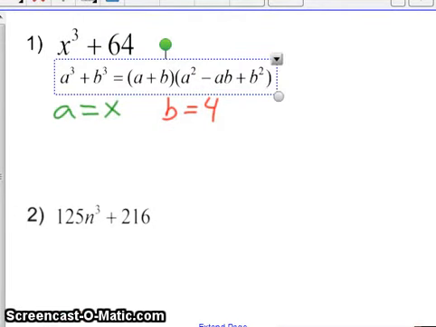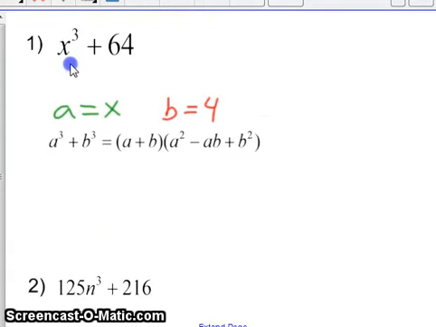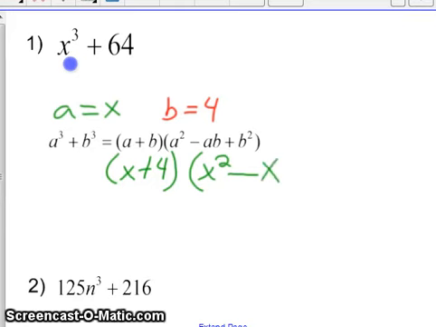Now that we know the cubic root of both terms, we are going to just plug those into this formula right here. So I've got a plus b, so that would be x plus 4, times, and then I have a squared, so that's going to be x squared, minus a times b, so that would be x times 4, plus b squared, so that's 4 squared.